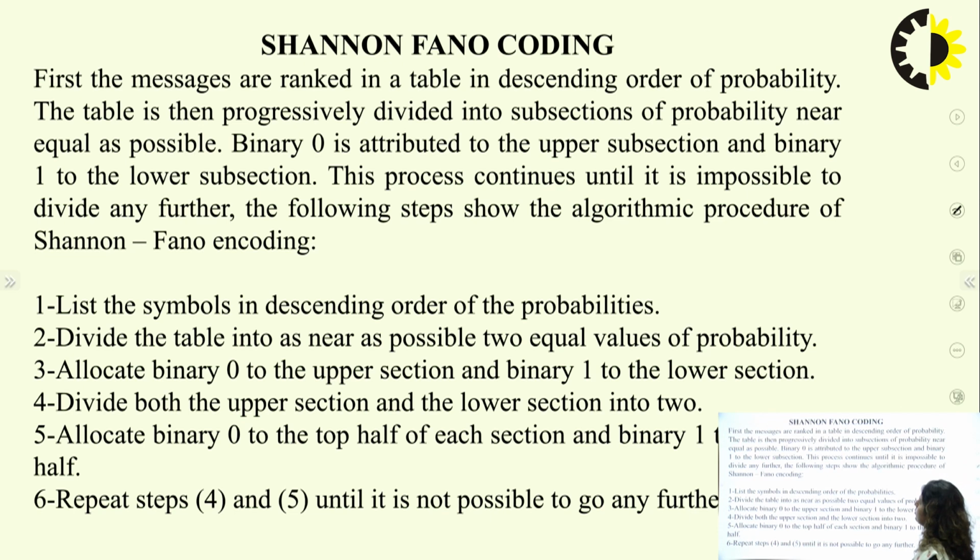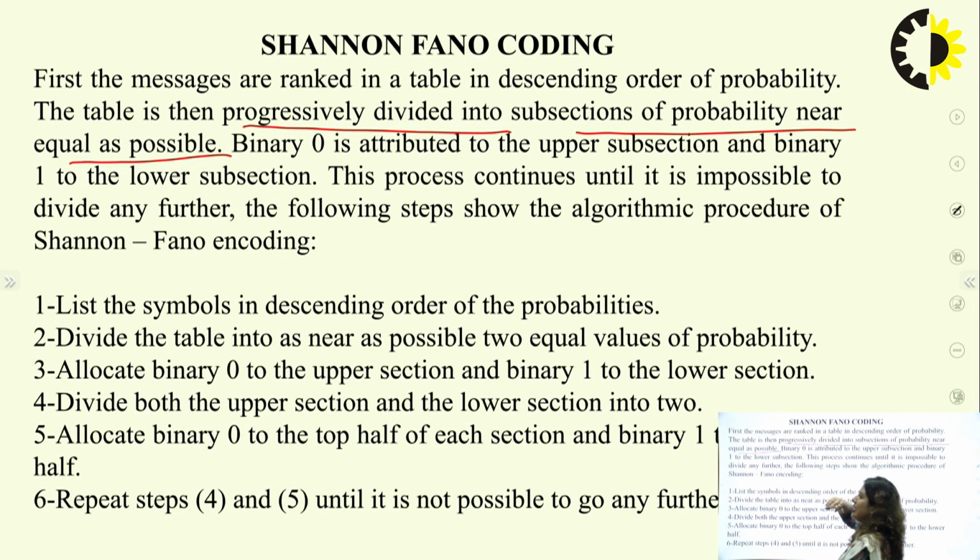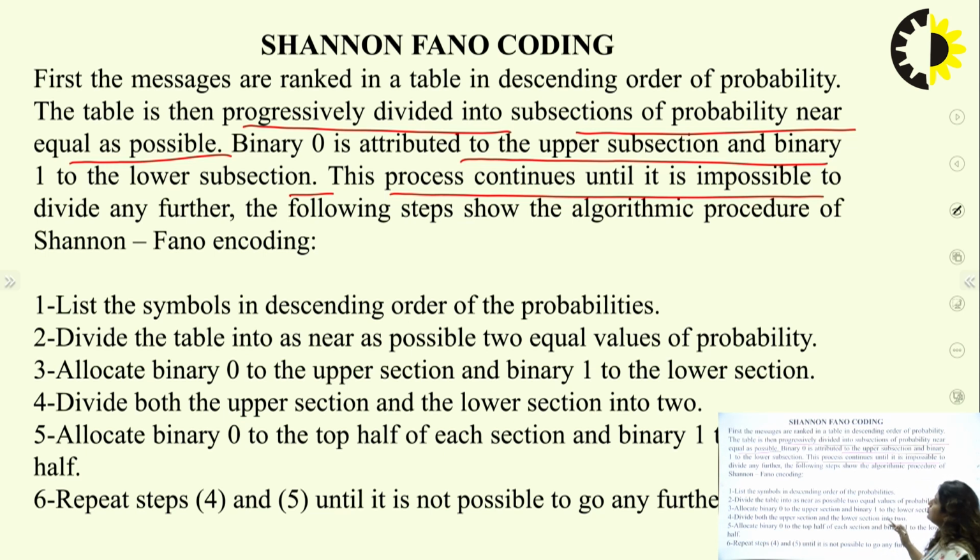Next, we have Shannon-Fano coding. First, the messages are ranked in a table in descending order of probability. In the same way as in Huffman coding, where we wrote the descending order of probabilities, for Shannon-Fano coding we also define the probabilities in descending order. The table is then progressively divided into subsections of probability as near equal as possible. So we divide the table such that the sum of the upper part and the sum of the lower part are equal or nearly equal. Binary 0 is attributed to the upper subsection and binary 1 to the lower subsection. This process continues until it is impossible to divide any further.